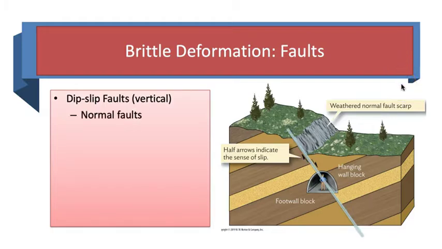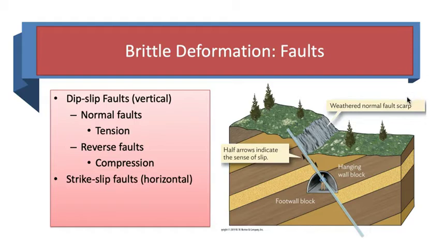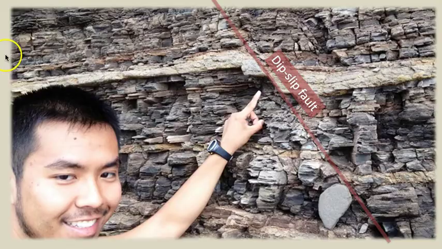Normal faults are caused by tensional stress, while reverse faults are the result of compression. Strike-slip faults are either right lateral or left lateral and are both caused by shear stress. Here's another Cerritos College falcon, pointing out a small dip-slip fault.